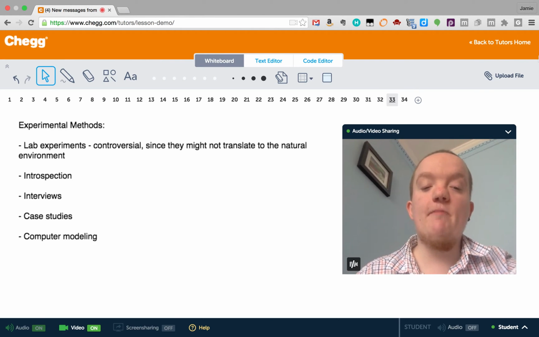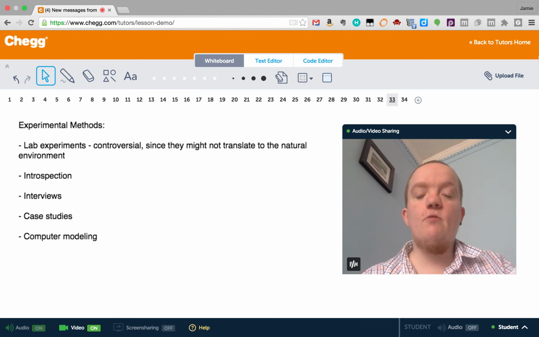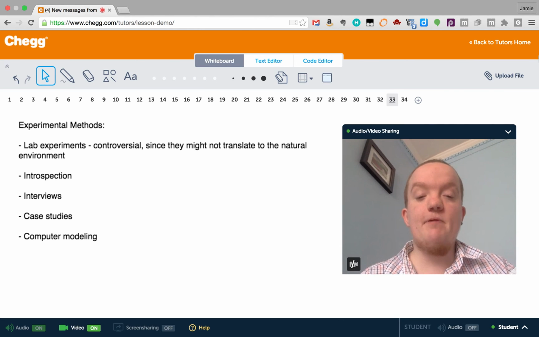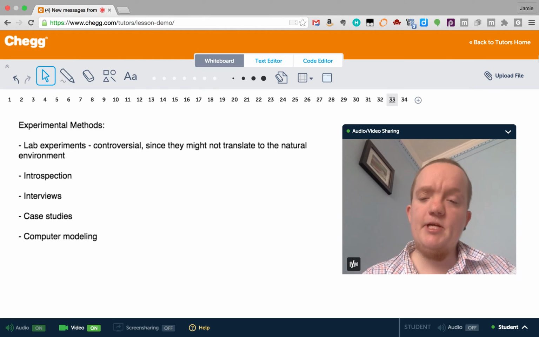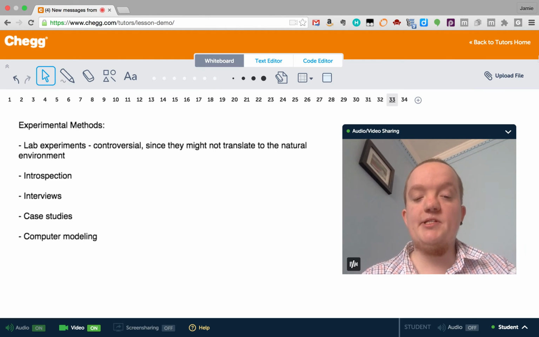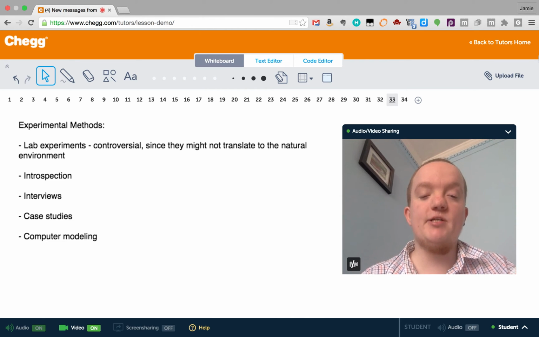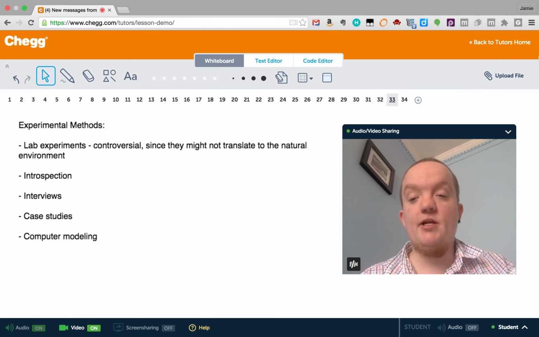Now, some of the experimental methods in cognitivism, which you'd think would be very difficult because you're trying to understand what's going on in someone's mind. You're almost trying to mind read, but in a scientifically valid way. There are lab experiments that are done with animal models especially, and with humans, but these are controversial since what we see in the lab is very controlled and specific to one cognitive process, whereas what we see in real life might not translate from the lab.